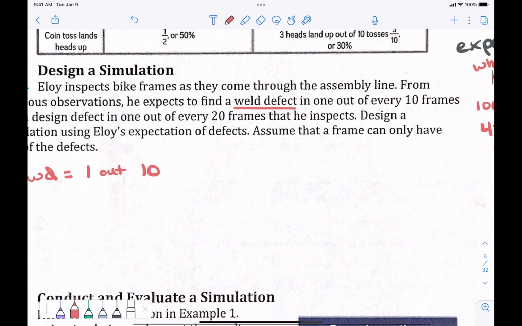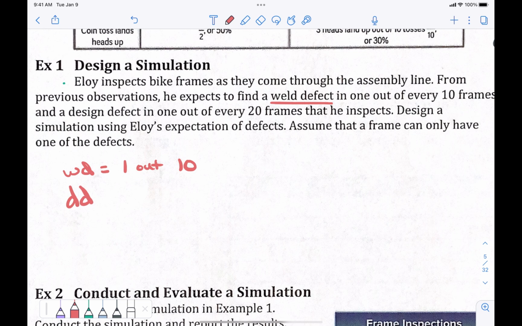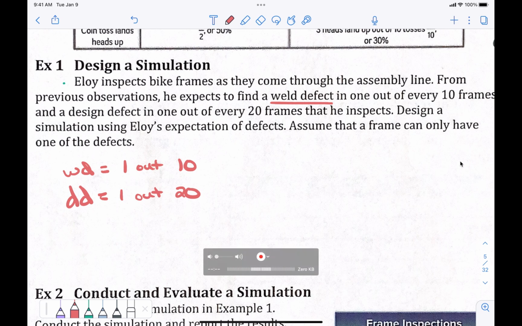And then we also have a design defect, which I'm going to call a DD, a design defect, that happens in 1 out of every 20 bicycles. A design defect might be like the painting is scratched, or a sticker is put on wrong, or the seat on the bicycle is put on backwards. I don't know. There's something wrong with the design. Okay, now here's the deal.